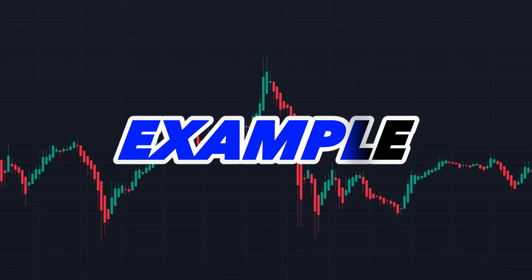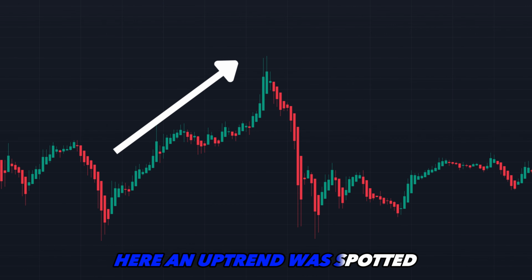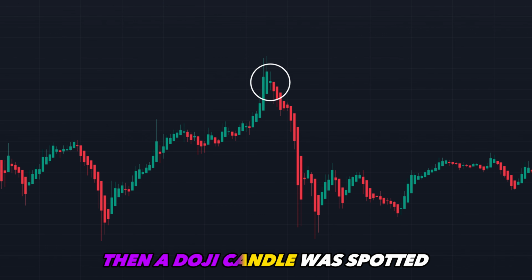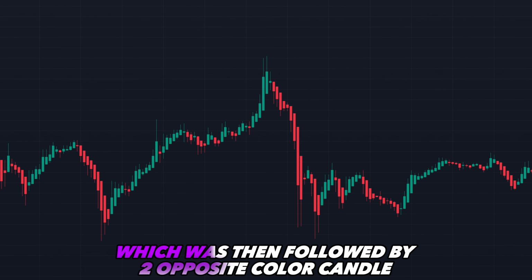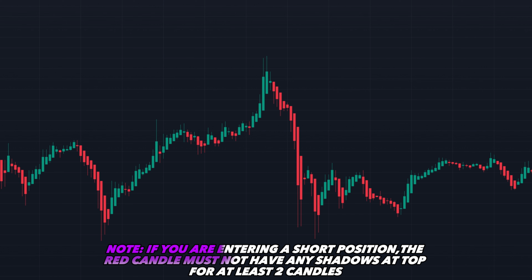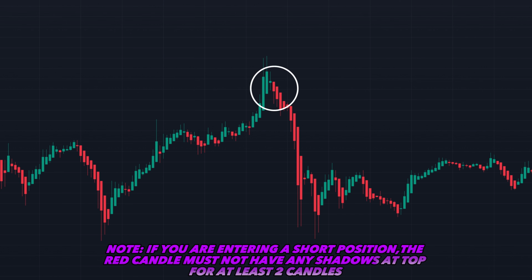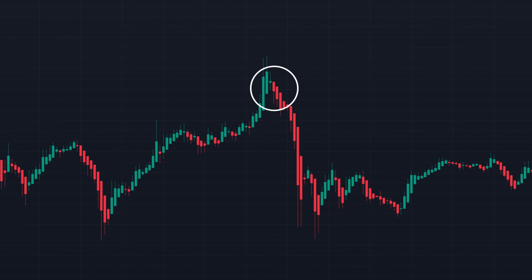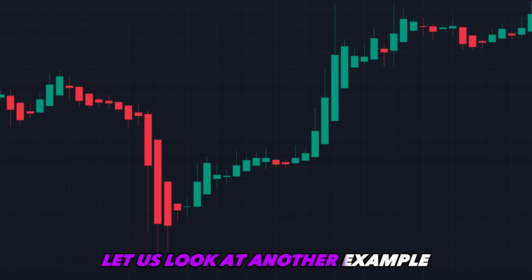Let's look at an example. Here an uptrend was spotted. Then a doji candle was spotted, which was then followed by two opposite color candles. Note, if you are entering a short position, the red candle must not have any shadows at the top for at least two candles. Let us look at another example.